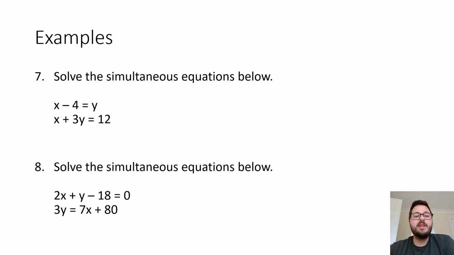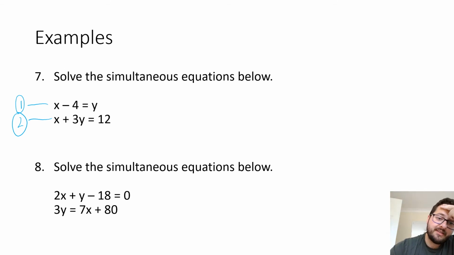Now this time we need to rearrange them a bit so they're not looking like what we've been used to. We want the x's and the y's on the left. We want the numbers on their own on the right. So we might just want to rearrange these a little bit. So again, let's just label them 1 and 2. Now, number 2 looks good to me. x plus 3y is 12, but number 1 isn't so good.